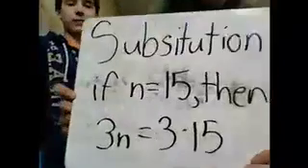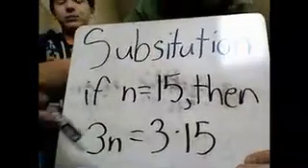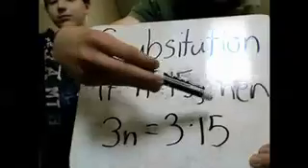Okay. Next up is substitution. This is the one I don't get. Substitution is our last one for the day. If n equals 15, then 3n equals 3 times 15.